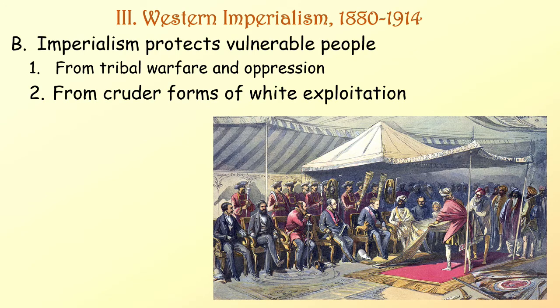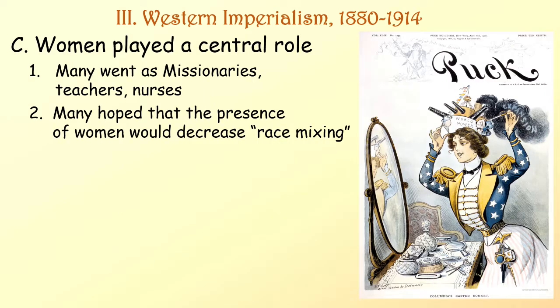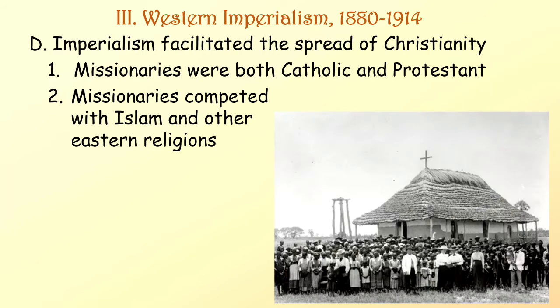Imperialism protects vulnerable people. It protects them from tribal warfare and oppression, and it protects them from cruder forms of white exploitation. Women played an important role. Many went as missionaries, teachers, etc., and many people hoped that the presence of these women in these colonies would decrease race mixing. Imperialism facilitated the spread of Christianity. Missionaries were both Catholic and Protestant, and missionaries competed with Islam and other Eastern religions.